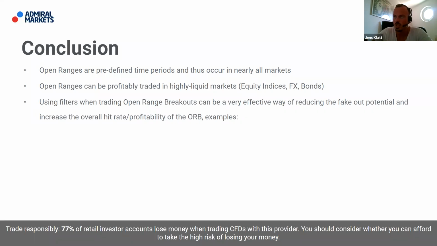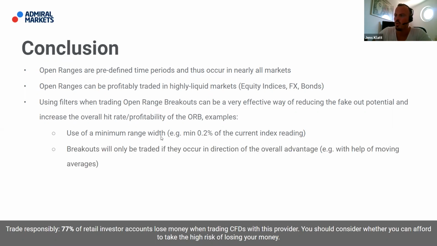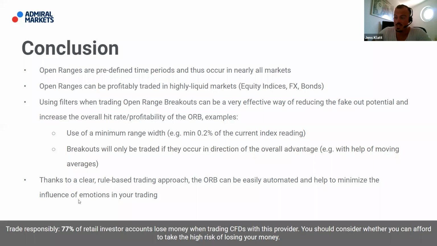and work out a strategy which works for you. Also here, using filters when trading the open range breakout can be a very effective way of reducing fake-out potential and increasing the overall hit rate, respectively profitability, of the ORB. For example, we set a minimum range width, or we use a moving average. And this is probably the next most important thing: we have a clear rule-based trading approach. The ORB can easily be automated, which helps minimize the influence of emotions in your trading.